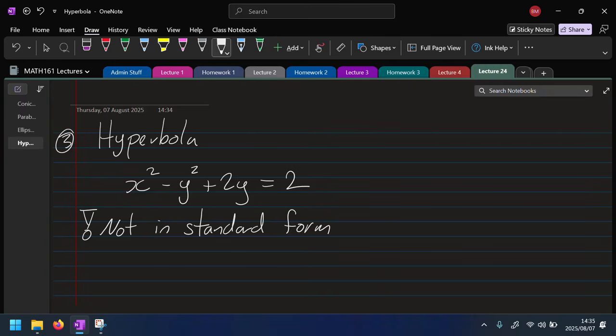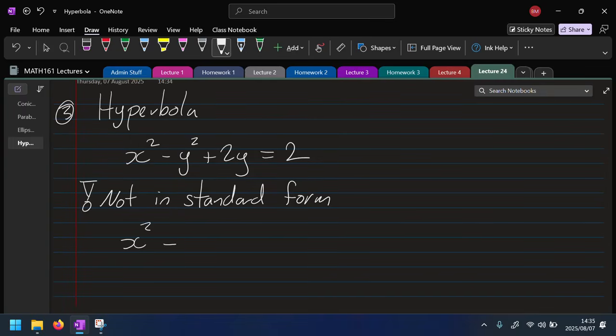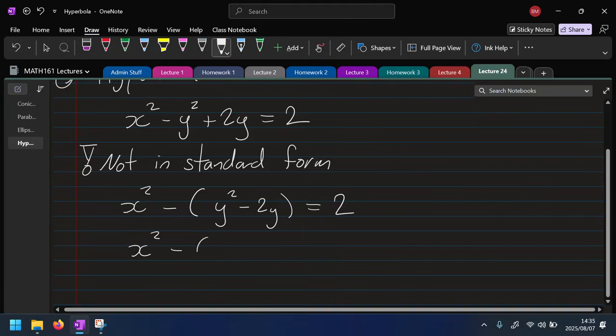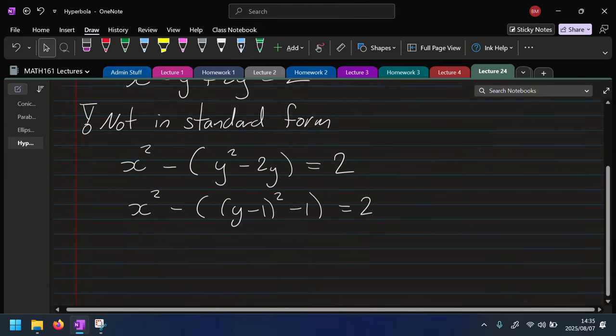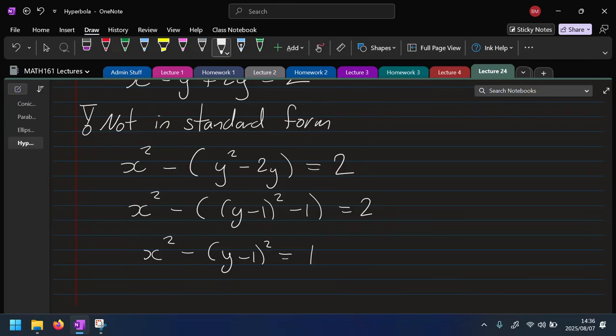Okay, so firstly, we've got 2 of those y terms. We only want 1. So we need to put those together. So we're going to have x squared minus y squared minus 2y is equal to 2. So we put those together, and then we need to complete the square on that. So that's going to be x squared minus (y minus 1) squared minus 1. Okay, so x squared minus (y minus 1) squared is 1. Okay, so this is in standard form, so we can continue from here.